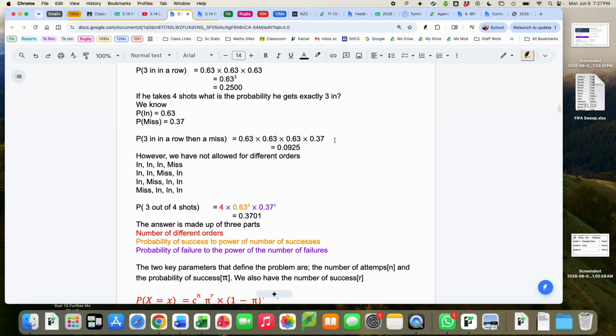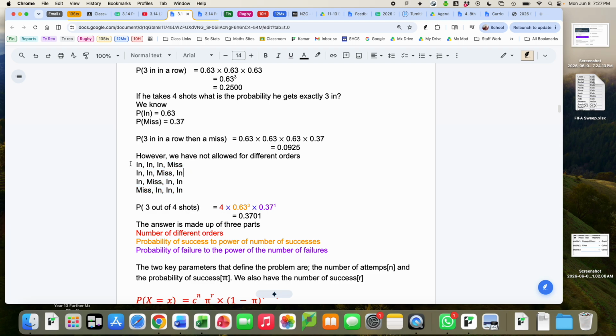But taking 4 shots and getting exactly 3 in doesn't have to happen in this order. A big part of binomial distribution is dealing with the different orders. Here I've made a list, which is a laborious approach that we will hardly ever do. But those are the 4 different ways that the shot could either go in or miss.